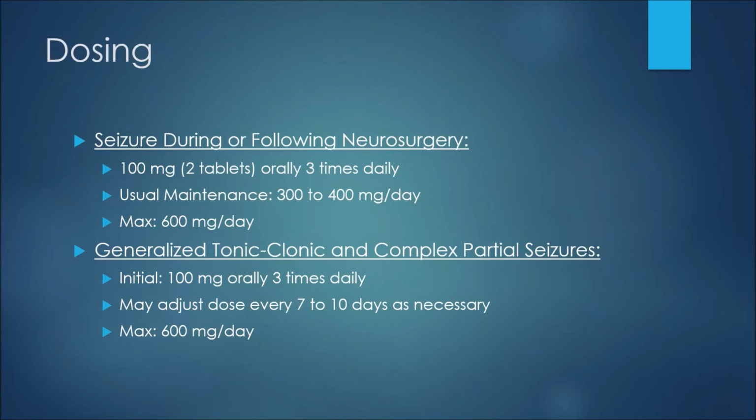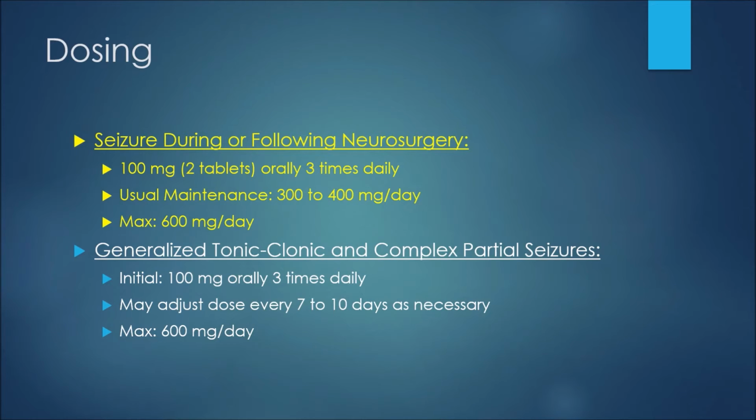Now for some examples of dosing with Phenytoin. So in the treatment of a seizure during or following neurosurgery, we may see 100 milligrams or 2 tablets given orally 3 times daily. The usual maintenance dose would be 300 to 400 milligrams per day, and the maximum dose would be 600 milligrams per day.